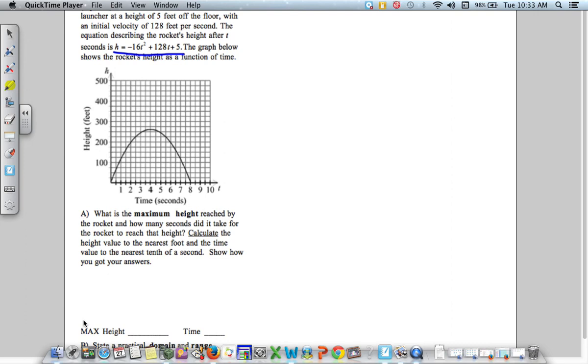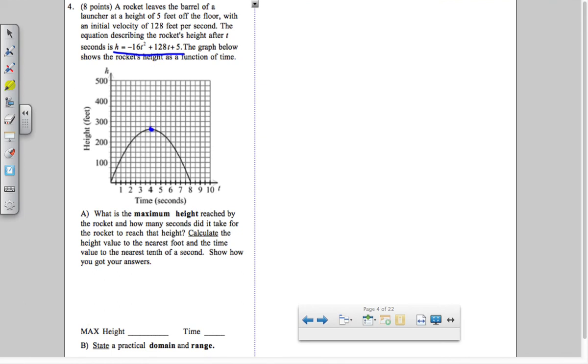Well, I can kind of see that right here, and it looks to be around an x-coordinate of 4 and around a y-coordinate of about 260 or something like that. But I want you to do better than just estimate those from the graph. I want you to find them precisely. So that's where we find the x-coordinate by doing x equals negative b over 2a. That's going to give us our axis of symmetry.